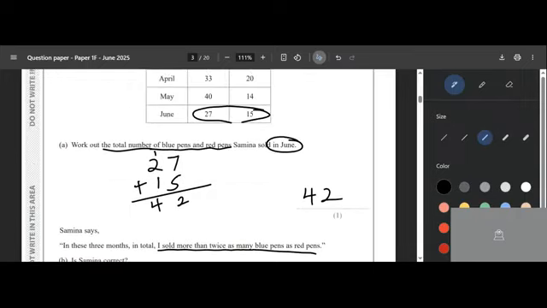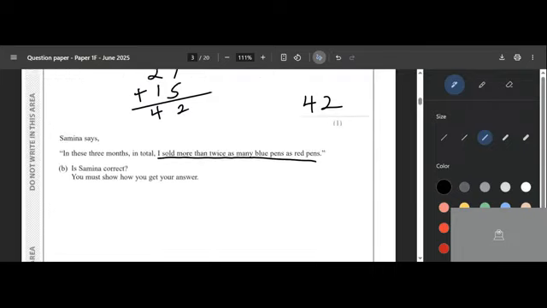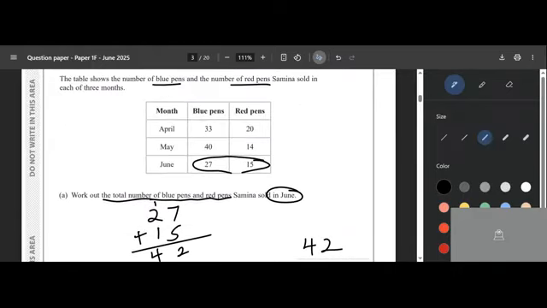You have to show your working. You can show your working on the table, or you can show it downwards on the space provided. I want to use the table so that you can view it well. So for the blue pens, we are going to add 33 and 40 and 27. So let me do it here on the blue. 33, you add 40, you have 73, and you have 27, which gives you 100.